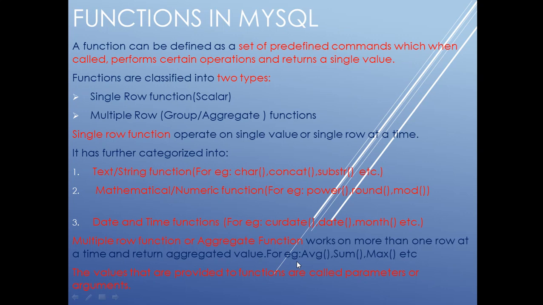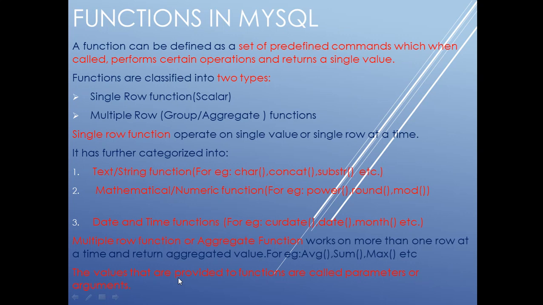And a very important thing we should know about functions is that the values provided to functions are called parameters or arguments. I will be telling you about parameters or arguments many times, so you have to understand what they mean. A parameter or argument means the value which you provide, or pass, to the function.